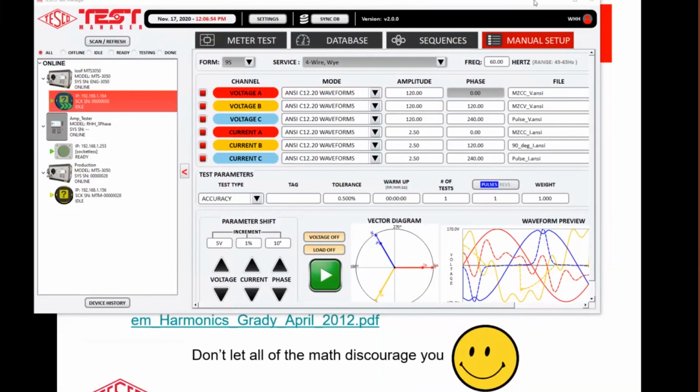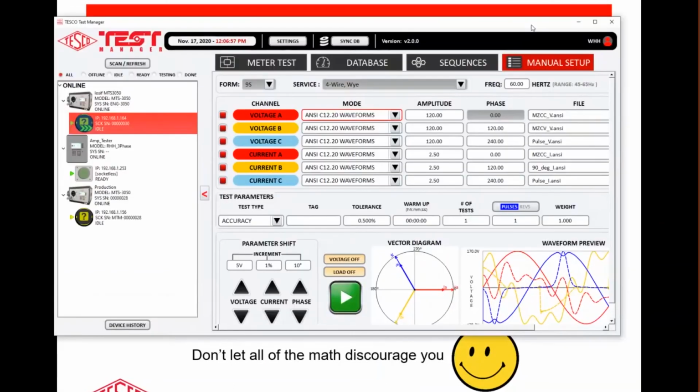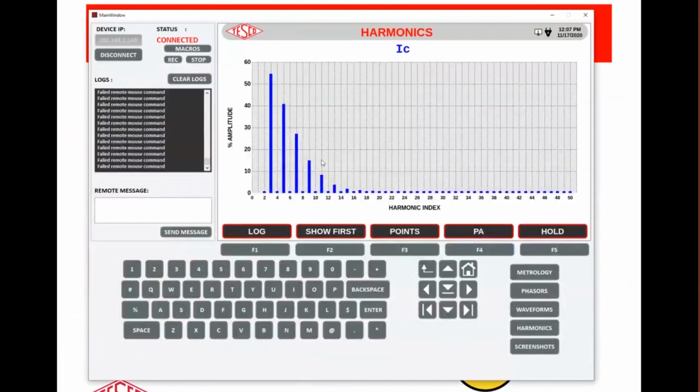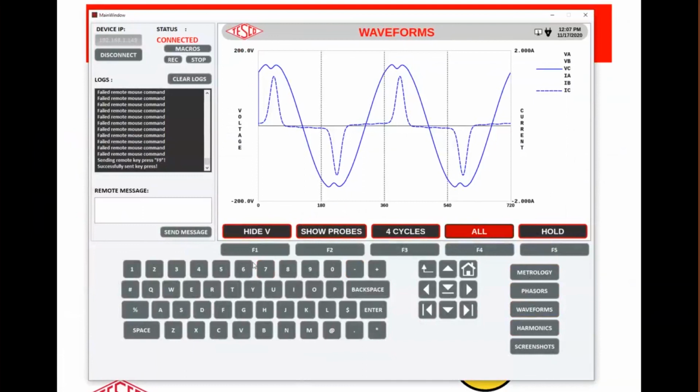So you can see, as I said, I'm sitting here at home. I've got full control of a 3050 that's in the office. And as you can see, here are some other devices that are online in the office. And then I also have full control over the 6330, which is in the office. And this is a live display.